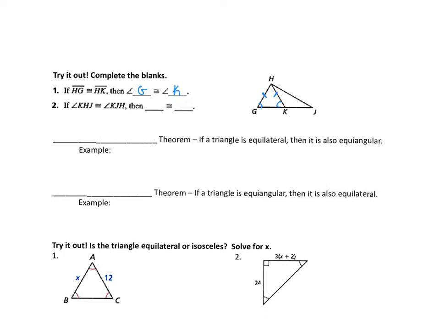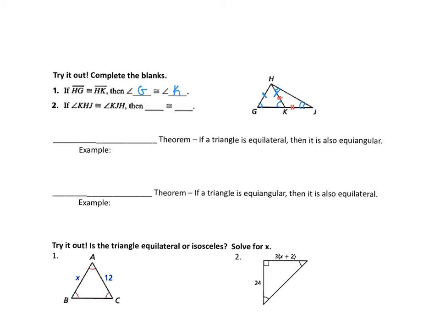Number two, if angle KHJ, so I'm going to mark that with two tick marks, is congruent to angle KJH. I'm going to do two tick marks. Let me erase the first part, maybe I'll just use a different color. Now they gave us the angle, so I'm going to mark this with different tick marks using a different color.